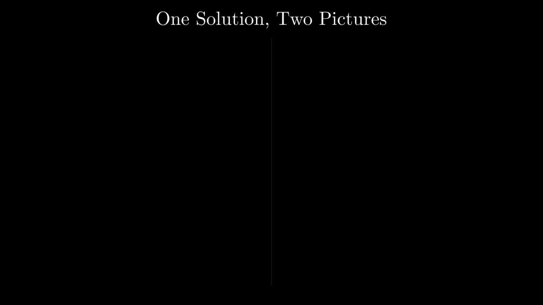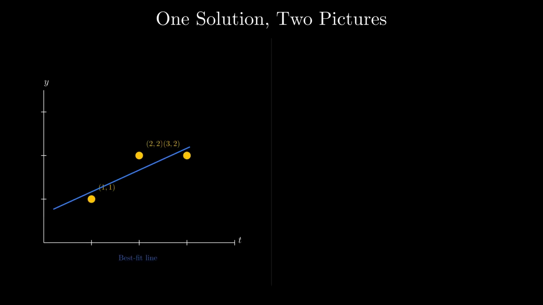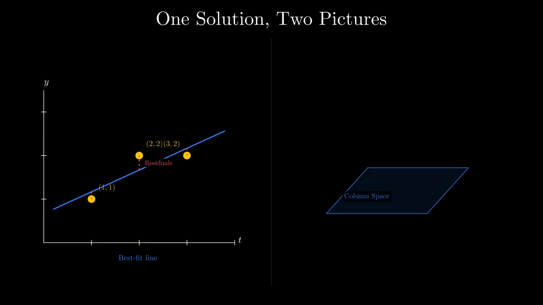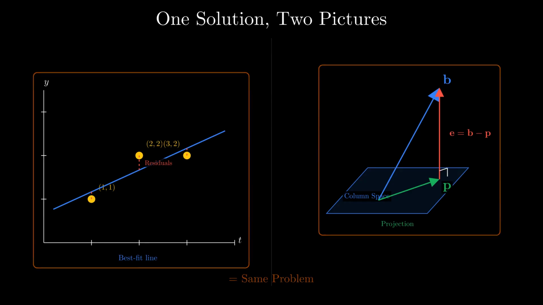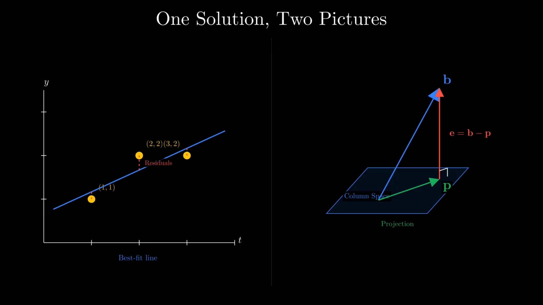On the left, 3 data points and the best fit line. On the right, a vector dropping perpendicularly onto a plane. These two pictures look nothing alike, but they are the same problem connected by a single right angle. By the end of this video, you'll see why the best fit line is really a shadow, a projection, and why the error in both pictures points in exactly the direction it must.